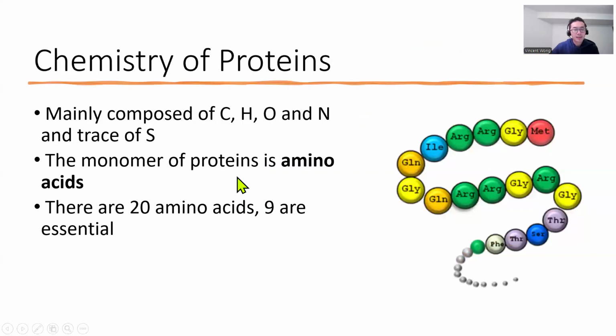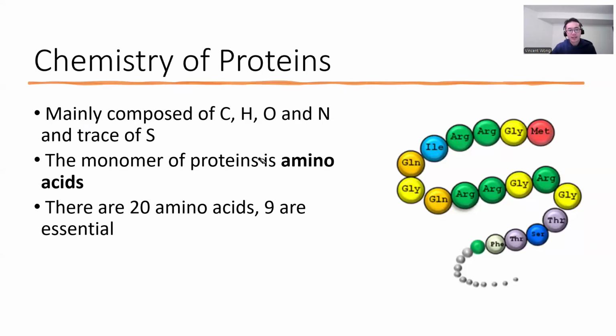Chemistry of proteins. So what are the main elements that make a protein? Again, you have the CHO trio. These three things are always there. It's there for carbohydrates, there for lipids, and it's here for protein once again. Mainly composed of CHO and nitrogen as well. Nitrogen. And then there are traces of S. Trace means a little bit, right? A little bit of sulfur.